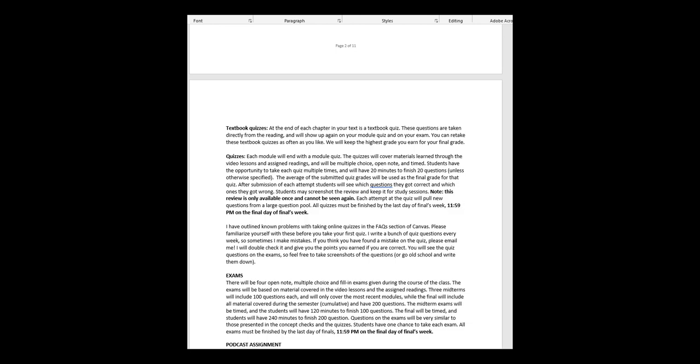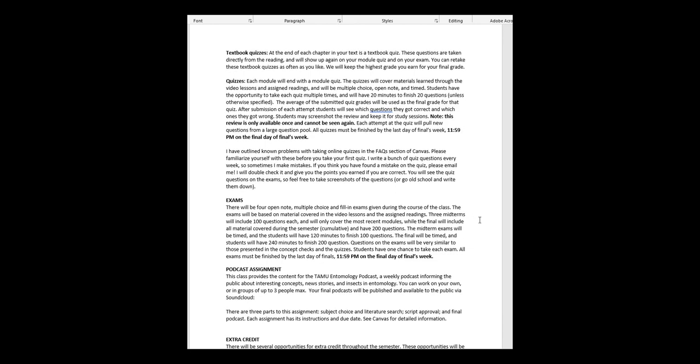So for the exams, you will have 4 open note, open book, fill-in exams during the course of this class. There'll be 3 midterms that will consist of 100 questions each and will cover the most recent modules. And then the final is 200 questions and is cumulative. So it'll be from every single module.